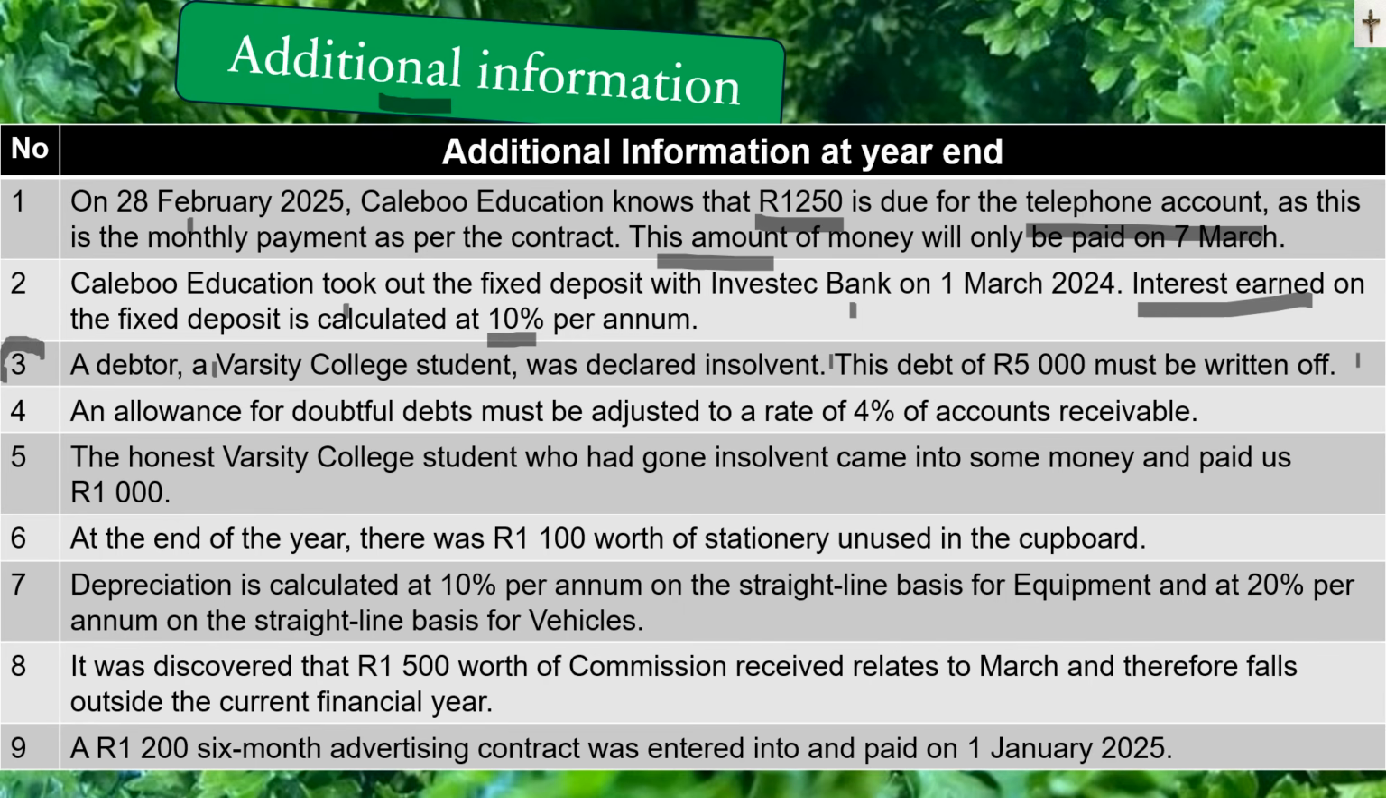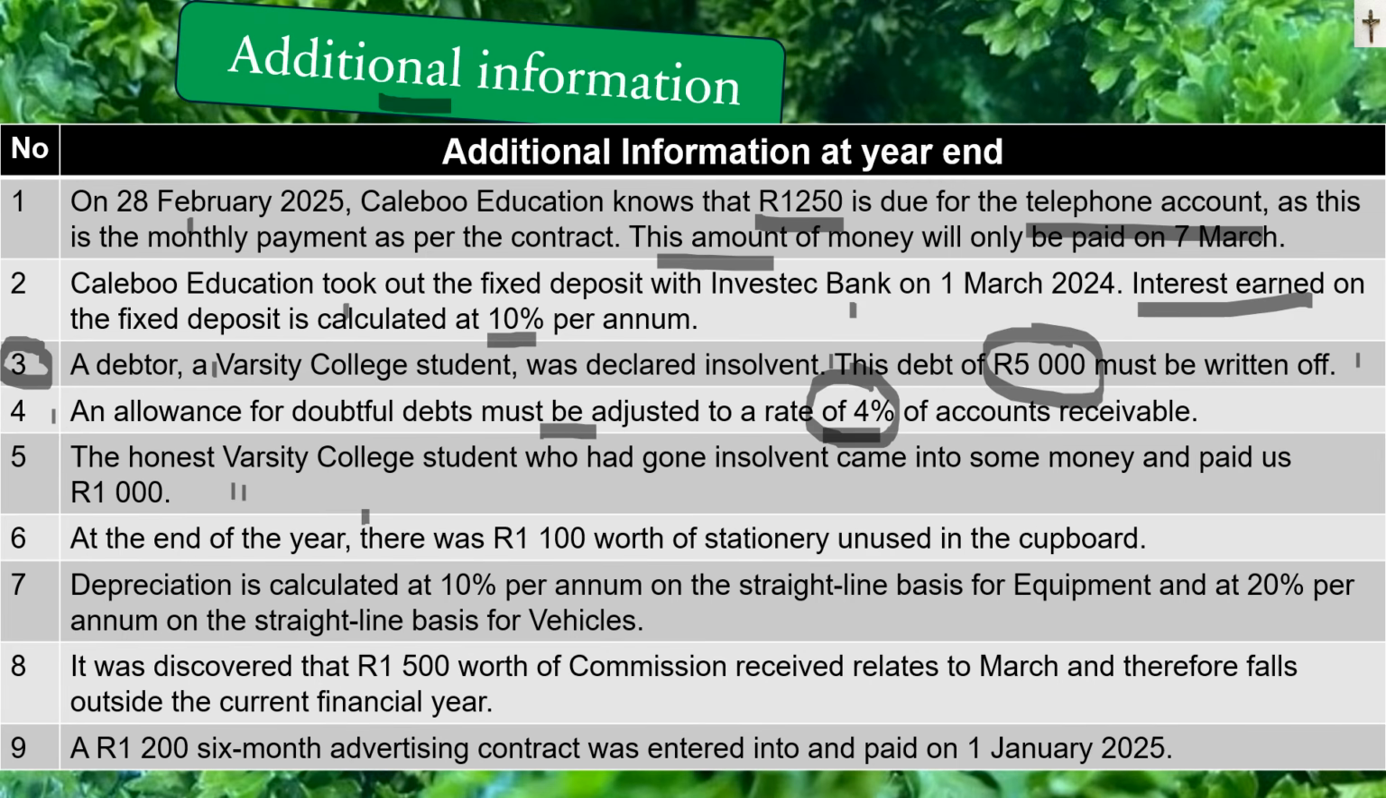Number 3, there's always a bad debt just before an allowance for doubtful debts is made, and it needs to be adjusted to 4% of accounts receivable. That bad debt must be taken off the accounts receivable amount before you calculate the 4%. Okay, the student that went insolvent came into some money, so we're going to record the fact that we received some money from an insolvent debtor.